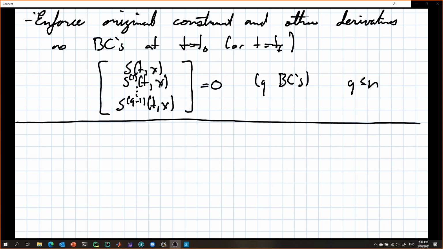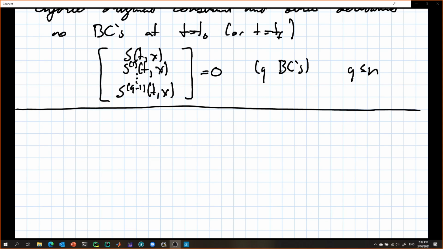Exactly. Just curious, is there anyone on this call who hasn't taken 550 with Dr. Crossley? Okay, looks like everyone took 550. So, yeah, we got a brief overview of how constraints worked for time-invariant problems, which is what 550 covered.